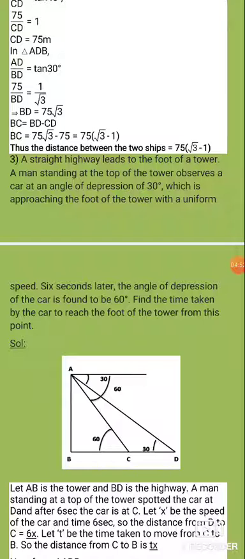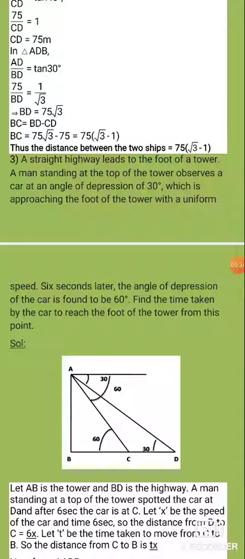Now, listen, let AB be the tower and BD be the highway. A man standing at the top of the tower spotted the car at D, and after 6 seconds the car is at C. Now the uniform speed, we can take it as x for the car, and the time, first one, is 6 seconds. So we know the relation: speed is equal to distance divided by time. So distance is equal to speed into time. So the distance from D to C is equal to 6x. Let t be the time taken to move from C to B.